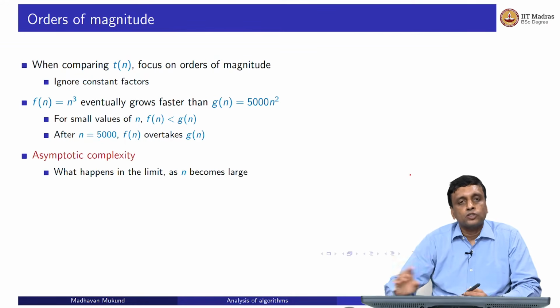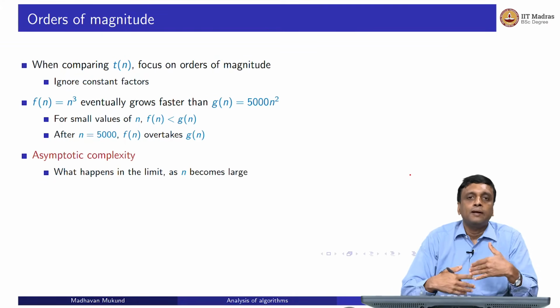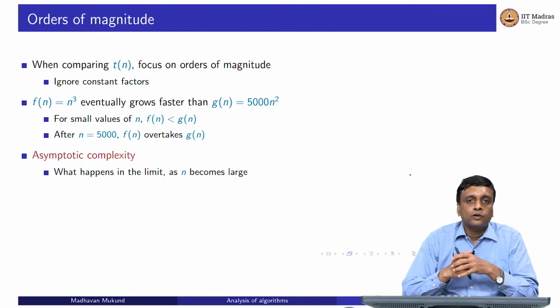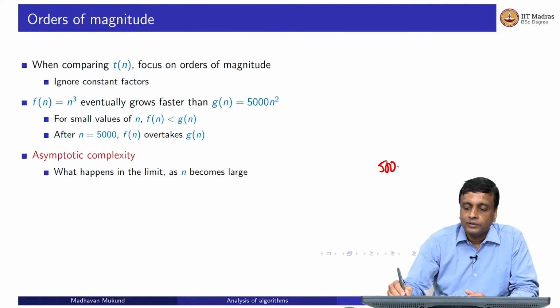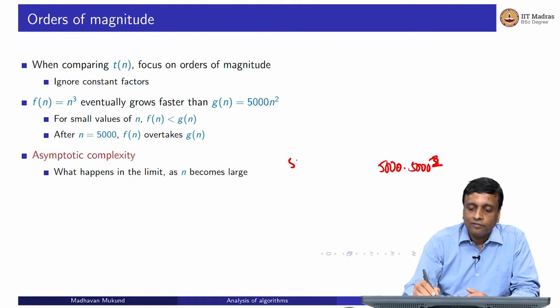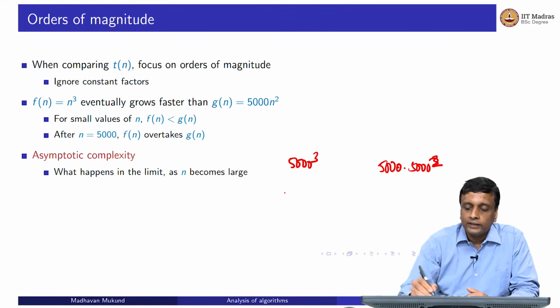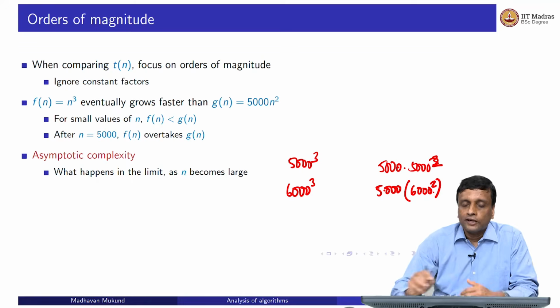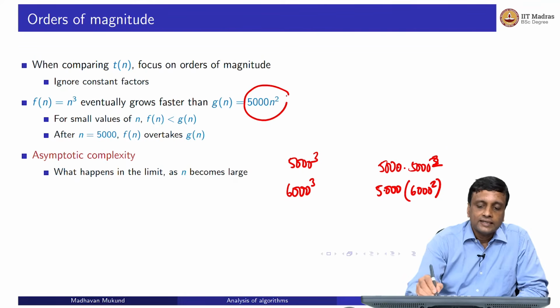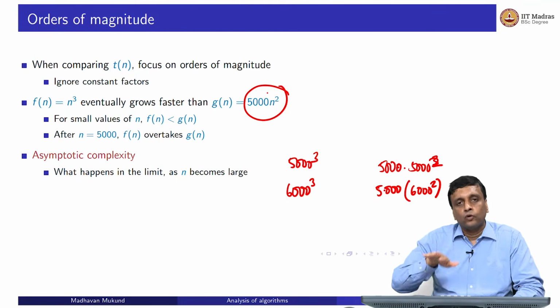So we are really looking at what is called the asymptotic complexity. As n becomes large, which of these two algorithms is going to be better? Which of these two functions is going to grow faster? Here you can check that once I reach 5000, on the right side I have 5000 times 5000 squared and on the left hand side I have 5000 cubed. Now if I go beyond that, like 6000, I'll have 6000 cubed, and here I'll have 5000, which is a fixed constant, times 6000 squared. So once I cross 5000, the function on the right hand side, 5000 n squared, is going to go below n cubed and stay below n cubed. This is the kind of comparison that we want to make.